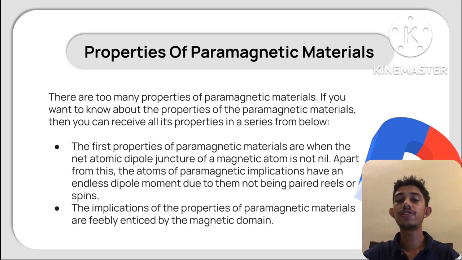The first property of paramagnetic materials is that the net atomic dipole moment of a magnetic atom is not nil. Apart from this, the atoms of paramagnetic materials have a nonzero dipole moment due to unpaired electrons, or spins. Paramagnetic materials are feebly attracted by magnetic fields.